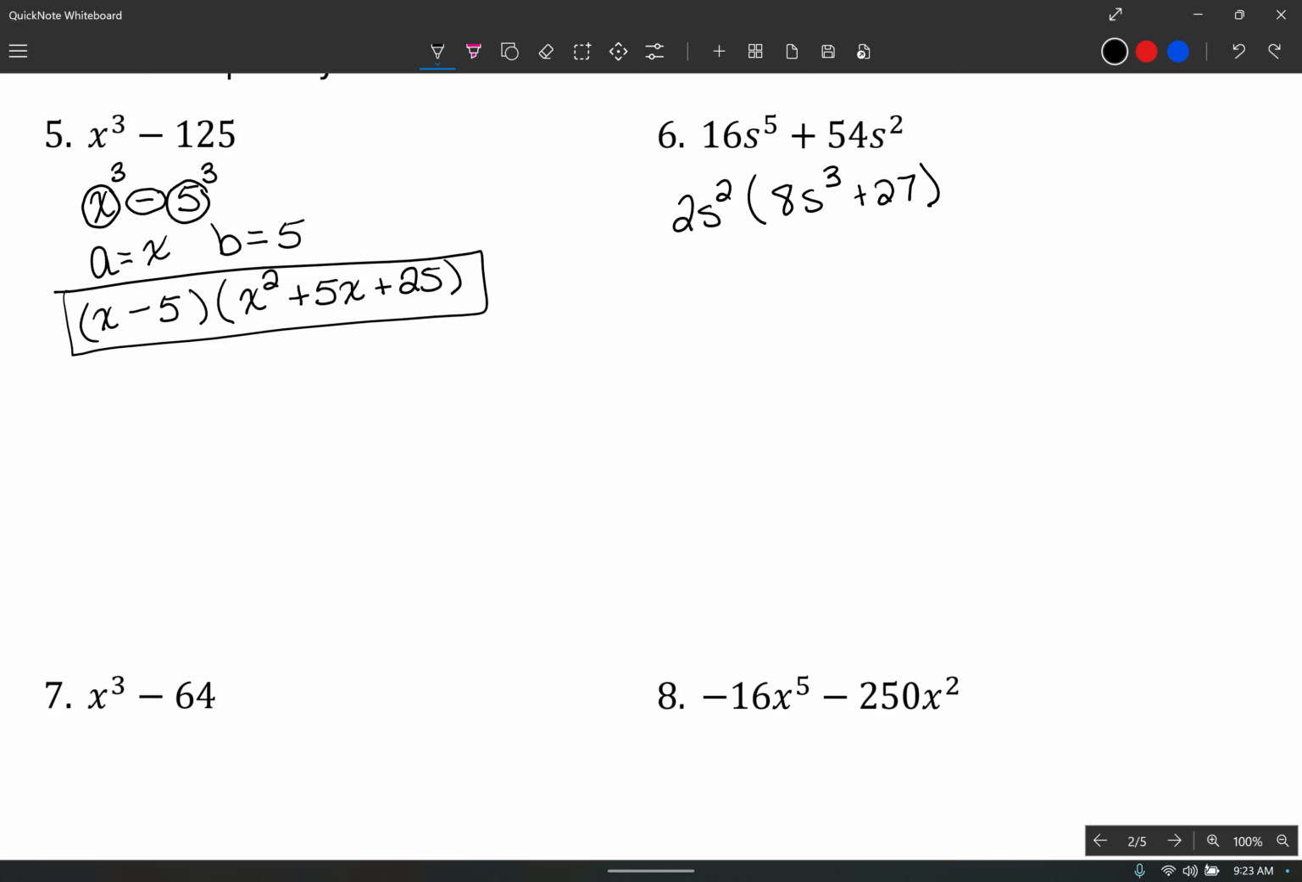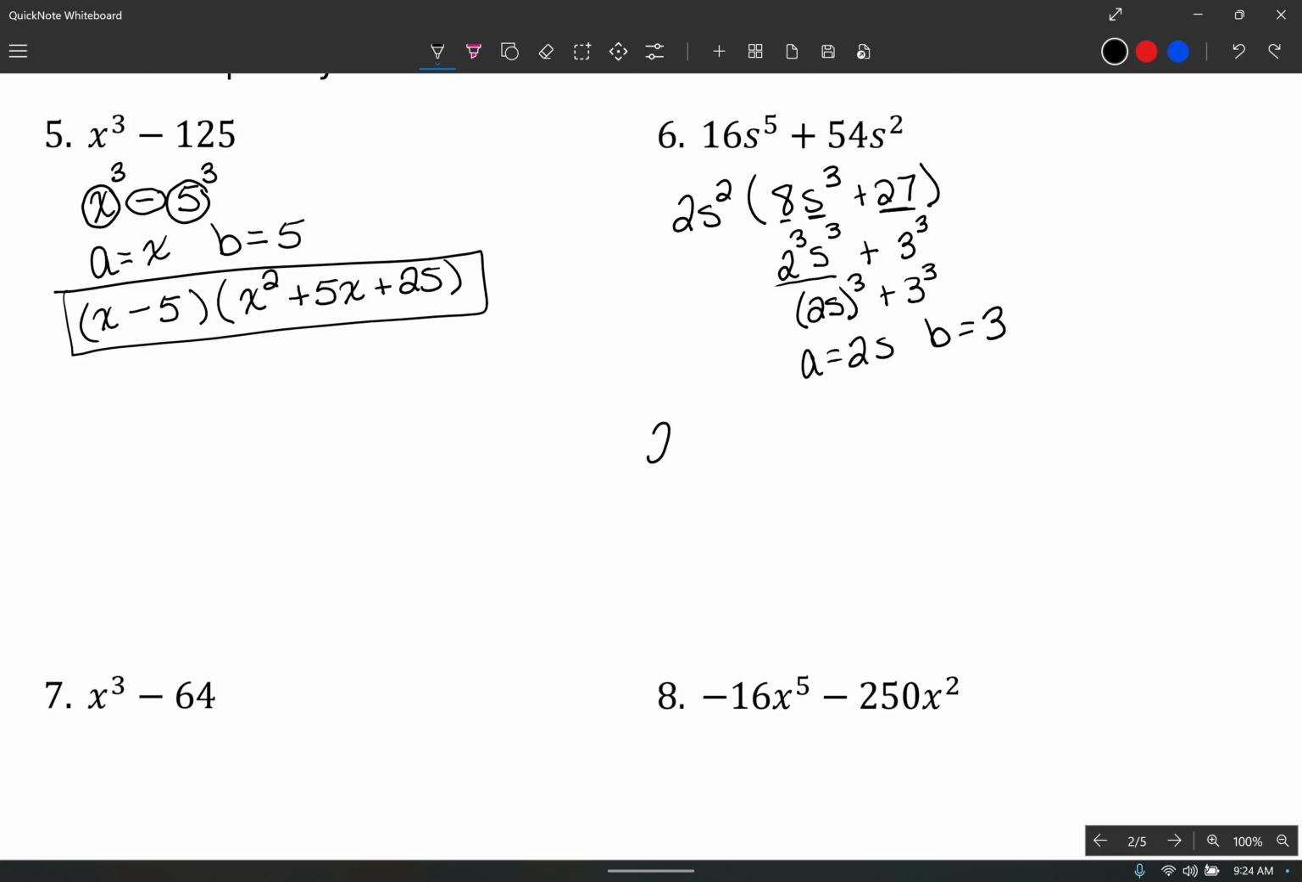And then what I'm left with is perfect cube, perfect cube, perfect cube. So if I write 8 as a perfect cube, that would be 2 to the 3rd power. And then I have s to the 3rd power. And then 27 is 3 to the 3rd power. Now I can write this first one, instead of doing two different things to the 3rd power, I can combine them as 2s to the 3rd. That way I just have one thing raised to the 3rd. So that means my a value is 2s and my b value is 3.